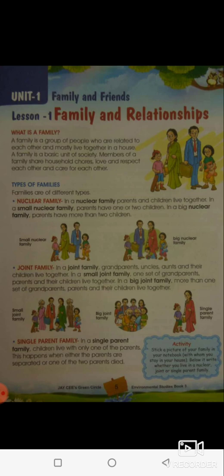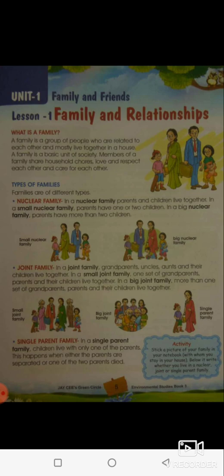And a single parent family, we saw either father or mother, only one parent, is leading the family due to an accident or a death or leaving the family. You have only one parent, so that is called single parent family.